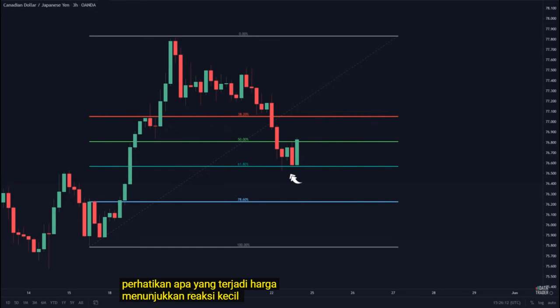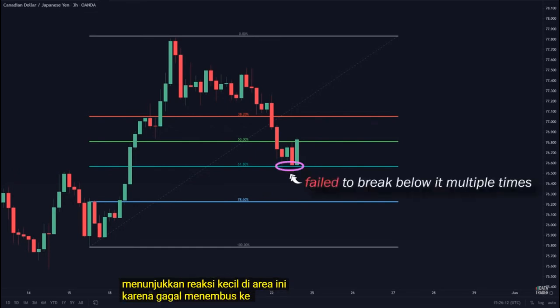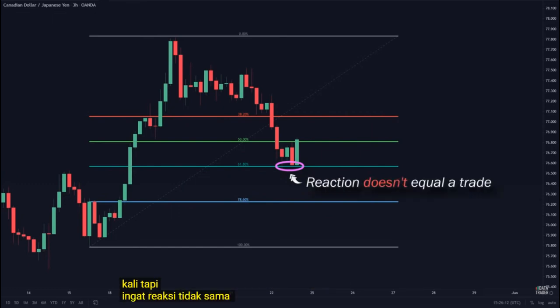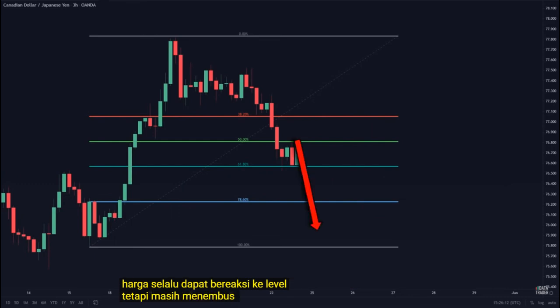Now, as price approaches the 61.8% level, notice what's happening. The price showed a small reaction at this area as it failed to break below it multiple times. But remember, a reaction doesn't equal a trade because price can always react to a level but still break right through, and so you need further confirmation.